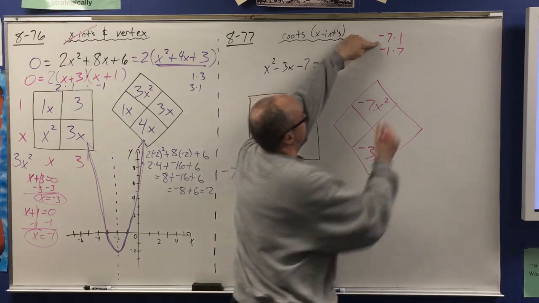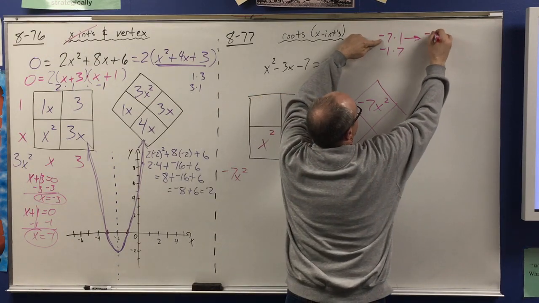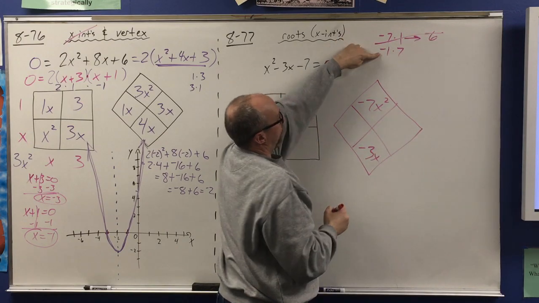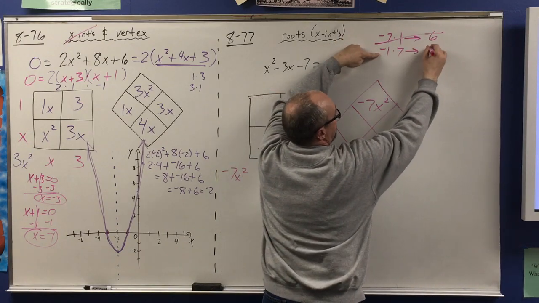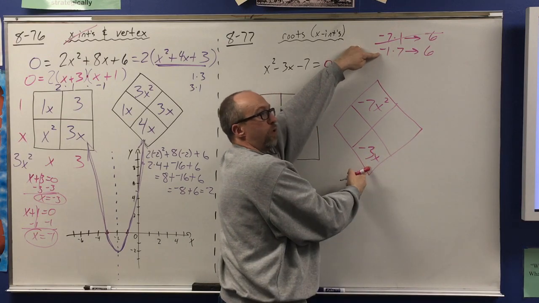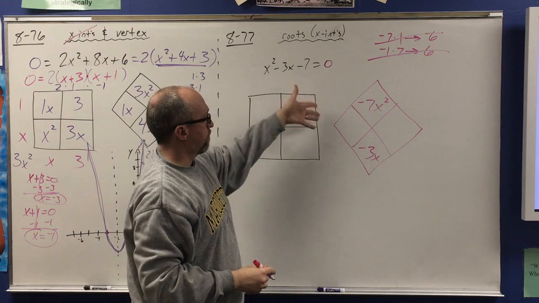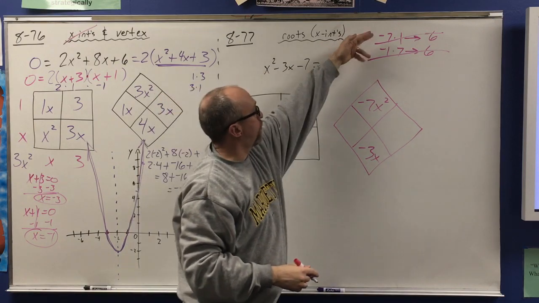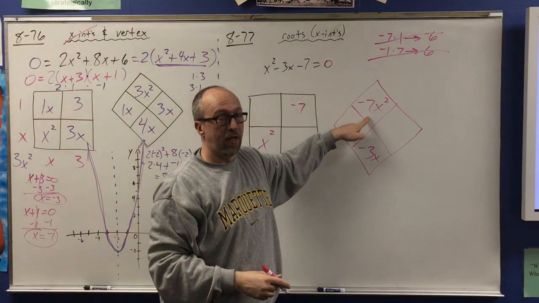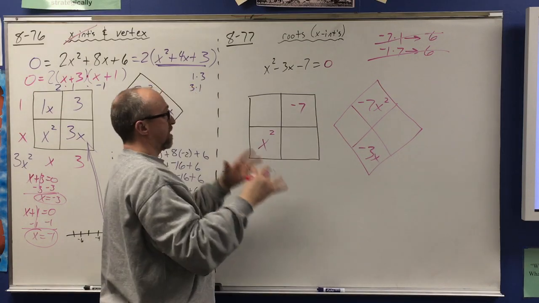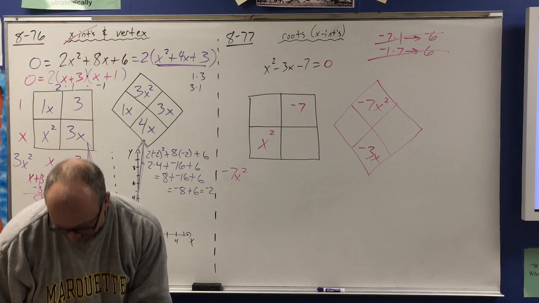So now I look at this and I go, oh, what does this add up to? It adds up to -6. No, I want -3. What does this add up to? Oh, this adds up to +6. No, I want -3. So I mean, there's no other way to multiply to -7, so I'm stuck. It doesn't work.